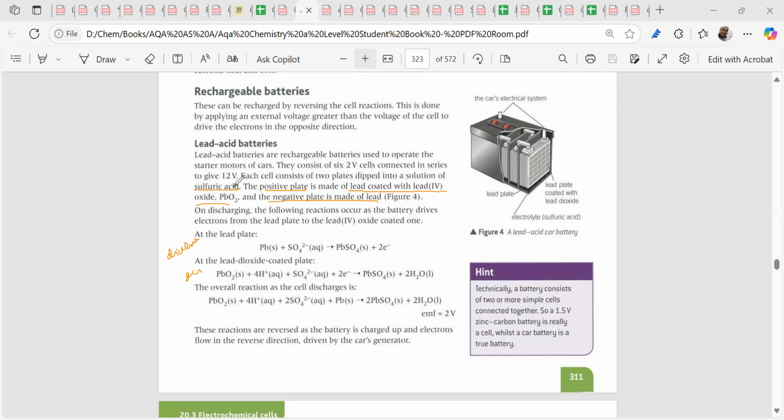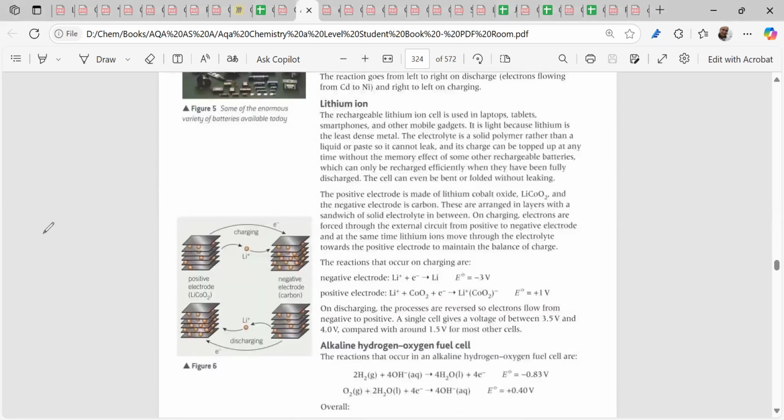Is dipped in the sulfuric acid. Have you written? Thank you so much. You have to just add. These are discharging reactions, guys. You have to just flip this reaction to get the charging reaction, right? Fine. Is it clear? See the lithium ion battery, right?